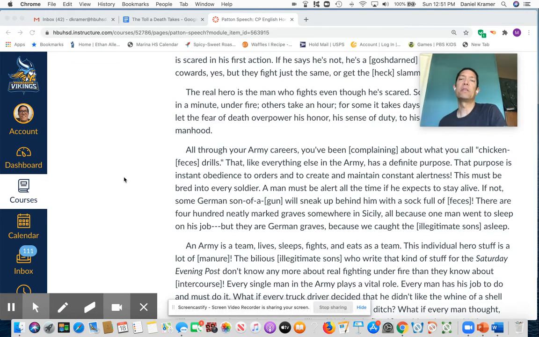If not, this must be bred into every soldier. A man must be alert all the time if he expects to stay alive. If not, some German son of a gun will sneak up behind him with a sock full of feces. There are 400 neatly marked graves somewhere in Sicily, all because one man meant to sleep on his job. But they're German graves because we caught the illegitimate sons asleep. It's all pathos.